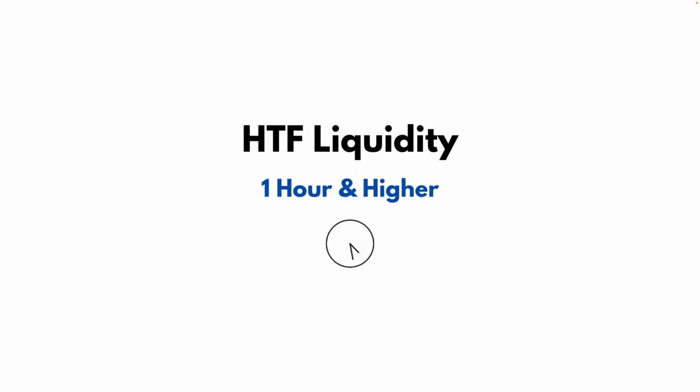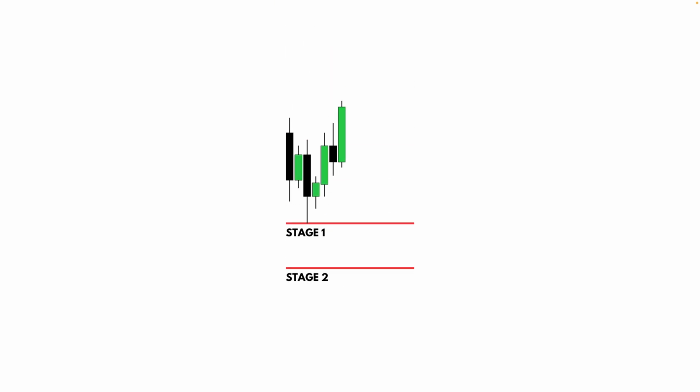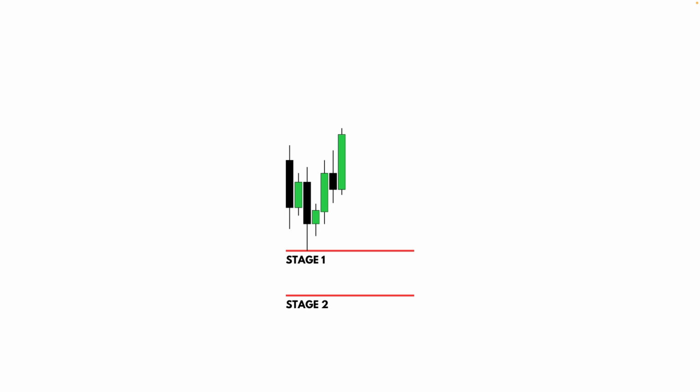And when I refer to the higher time frame liquidity, I typically look for liquidity pools on the hourly chart or higher. And when I refer to the lower time frame liquidity, I am referring to the 1 minute time frame, because this is where I execute my trades. So let's assume this is a 1 minute chart, and we see that stage 1 is falling just short of our stage 2 liquidity pool.